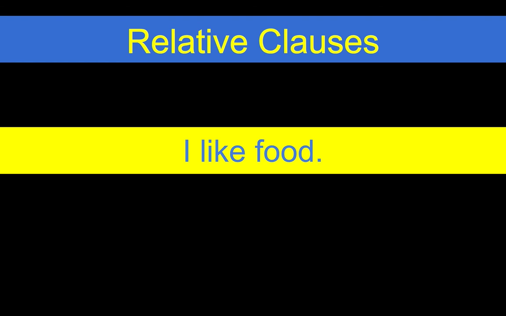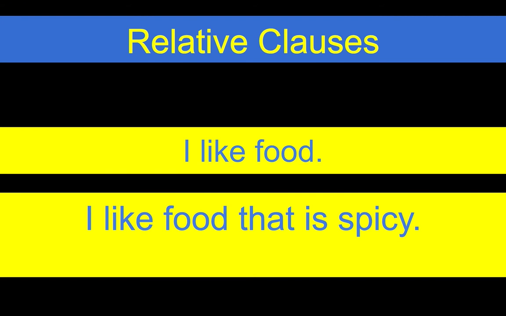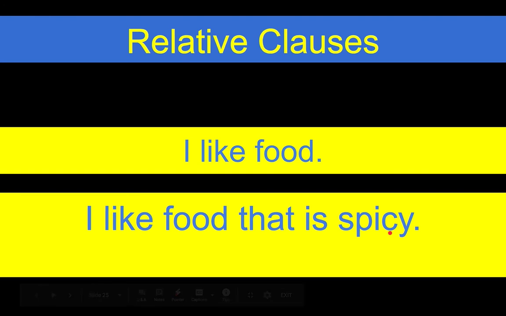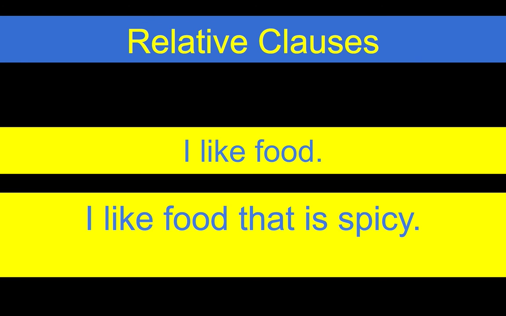So what about this? I like food. Oh, this is a very boring sentence. I like food. Do you like food? Yeah, I like food. You're very boring if you speak like this. I like food that is spicy. Okay, that's more interesting. What kind of food do you like? I like food that is salty. I like roasted peanuts and French fries and cheese. Sometimes pizza can be very salty. It's very yummy. I want to eat it now.